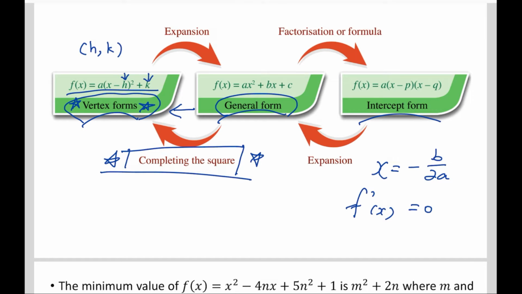And there are a few things you need to keep in mind. The first thing: remember ax squared plus bx plus c, your a must be 1. Else, if it's not 1, then you have to factorize it. Make sure a is always equal to 1. And when you do completing the square, this is always your first step.